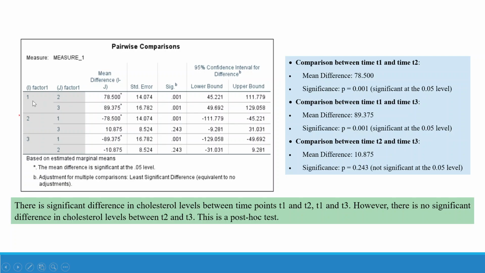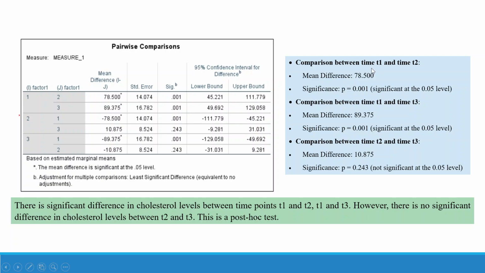The mean cholesterol at time T1 minus mean cholesterol at time T3. The difference is 89.375. P-value less than 0.001. Sorry, it's less than 0.05. Then mean cholesterol level at time T2 minus mean cholesterol level at T3. It is 10.875. This p-value is more than 0.05. All the above values were less than 0.05.